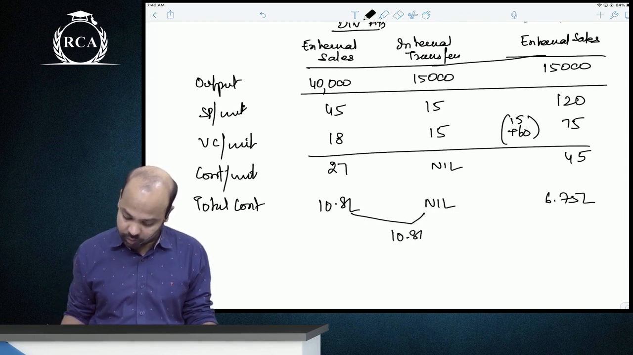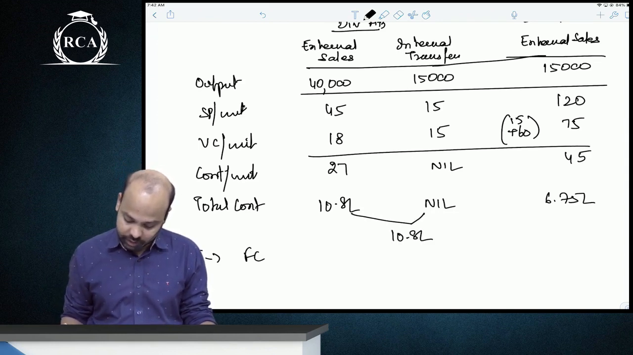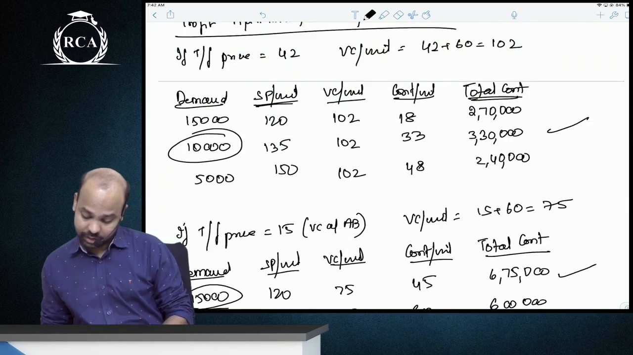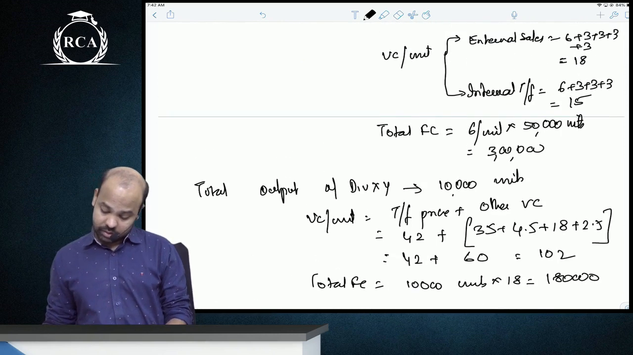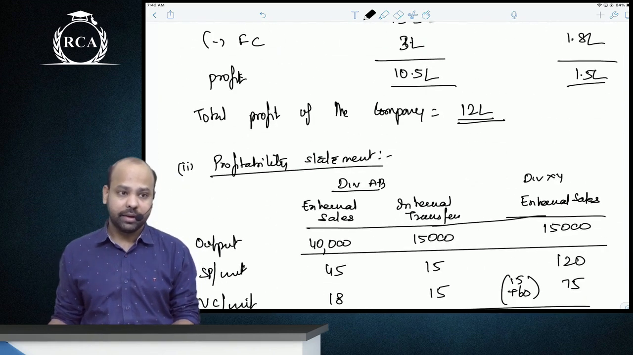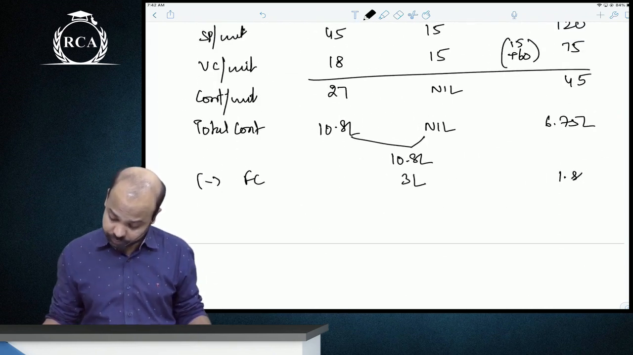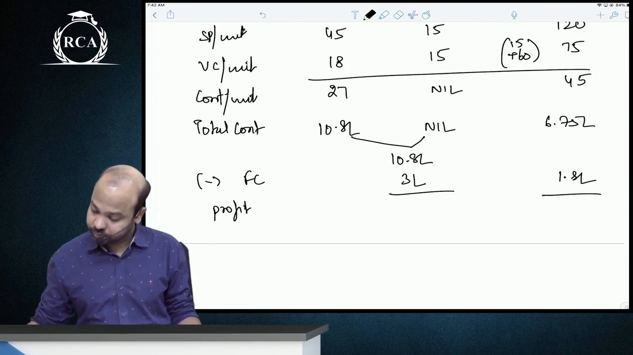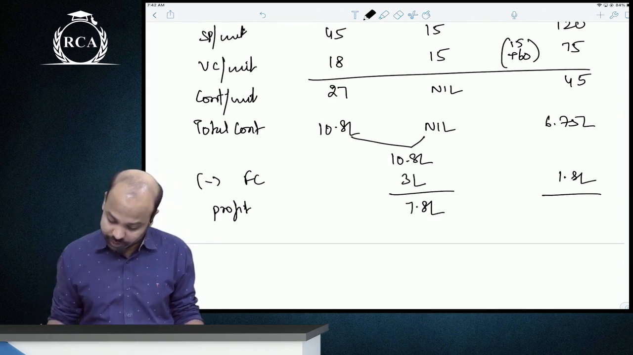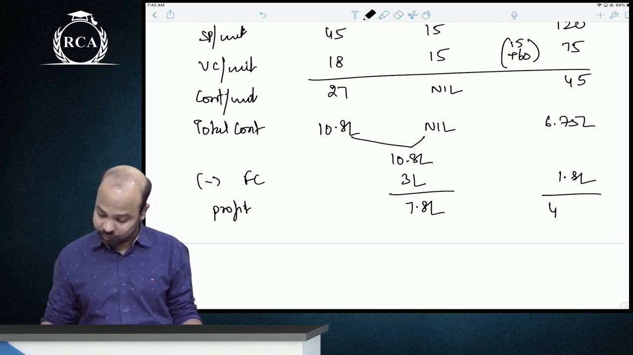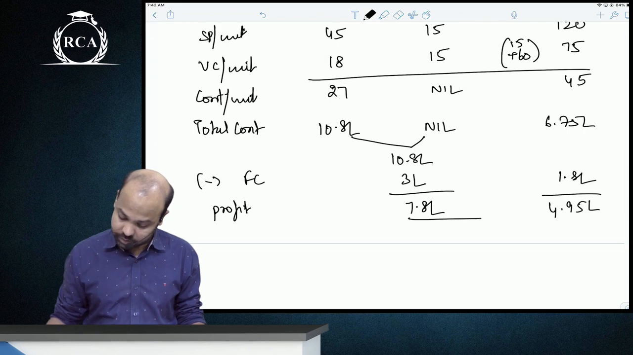You talk about the fixed cost that they're incurring, guys. First division is incurring 3 lakh, second division is incurring kitna beta hai? The second division, beta, is incurring 1 lakh 80,000 rupees, correct? Yes, sir. So what will be the amount of profit that they're making? 7.8 lakhs. 6.75 minus 1.8, beta, 4.95 lakhs.